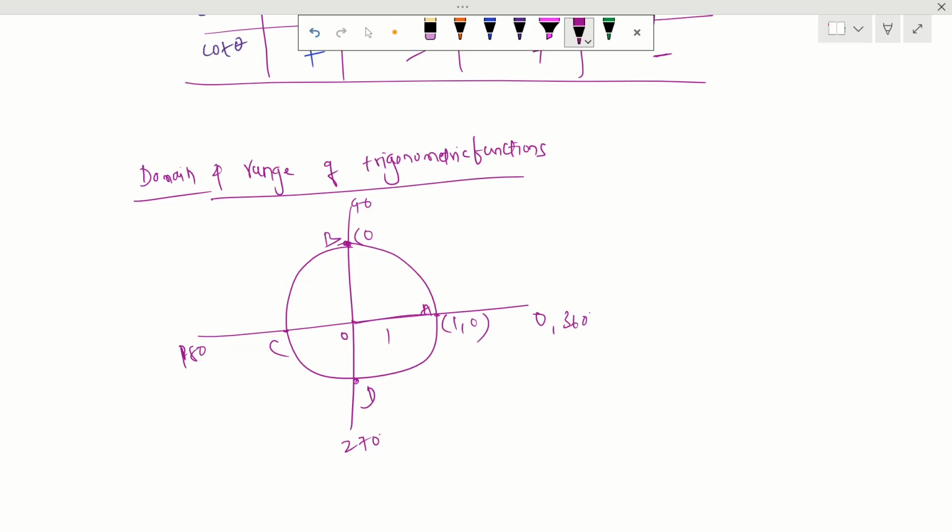Origin is 0, means here x-axis is 0 and y is 1. What about the C point? The C point is, so here x is minus 1 and y is 0. And what about here? So this is x-axis is 0 and y-axis is minus 1. Understood? So these are the coordinates.